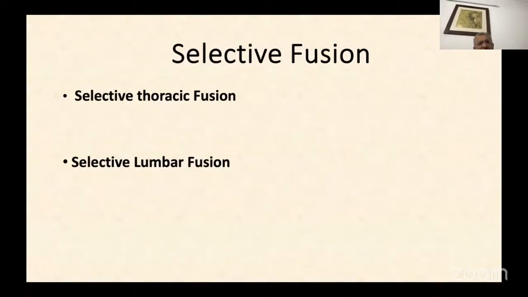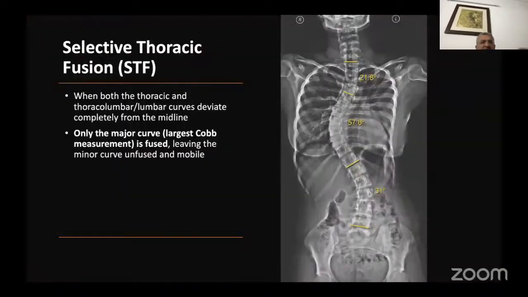Therefore, when you take selective fusion per se, you can divide them into selective thoracic fusion for type 1 to 4 curves and selective lumbar fusions for type 5 to 6 curves of the Lenke classification system. Basically, to explain, when you have 2 curves, the thoracic and the thoracolumbar curves, both have deviated from the midline. If you use only the major curve, for example, the thoracic curve in this picture, leaving the minor curve unfused and mobile, the whole idea is to keep the lumbar curve as mobile as possible.